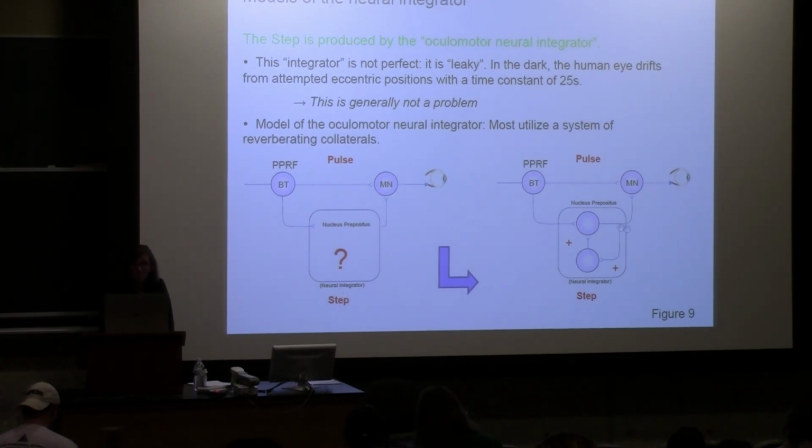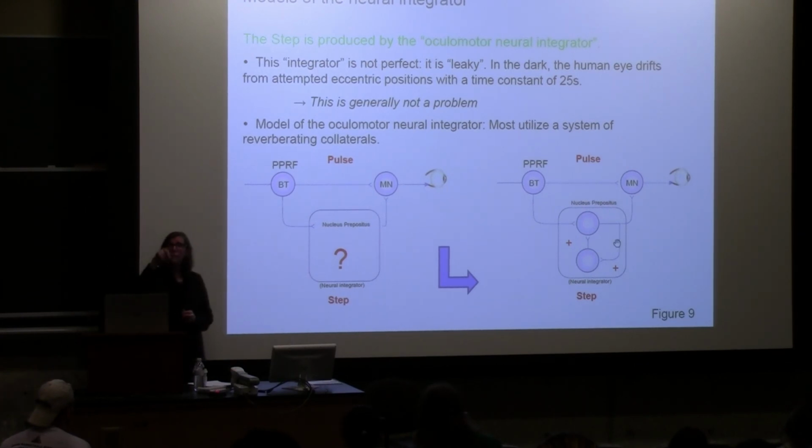And then if you go within the nucleus prepositus, there are networks so that the neurons are reciprocally connected. And what that does is cause a form of memory, right? So if you have a burst of input going in here, it activates this neuron, but then it goes around this loop. And that gives it, right, staying power.